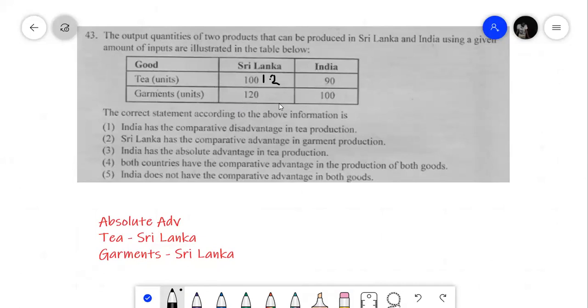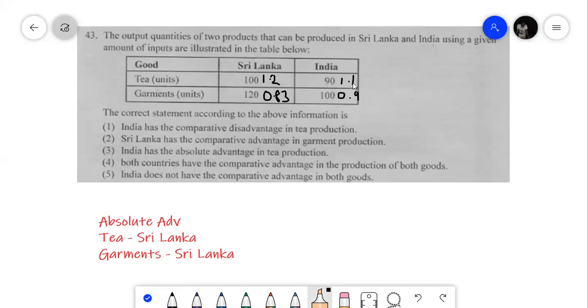How much do we get? 5 divided by 6. You get about 0.83. Here 100 divided by 90 goes to 1.1. Here 90 divided by 100, 0.9. Based on this, now read the table and see. For tea, the opportunity cost of Sri Lanka is 1.2. Opportunity cost in India is 1.1.